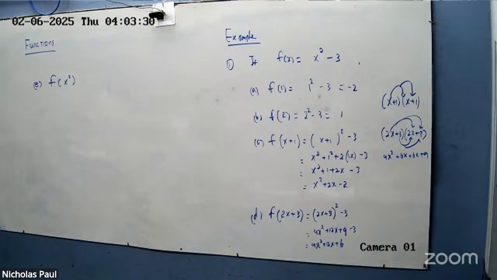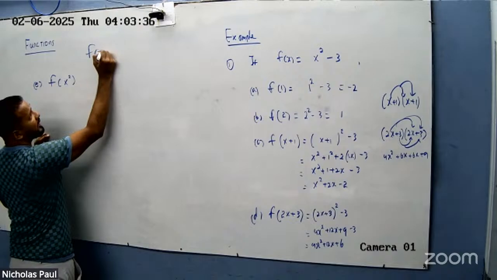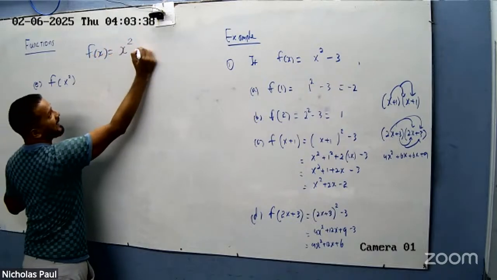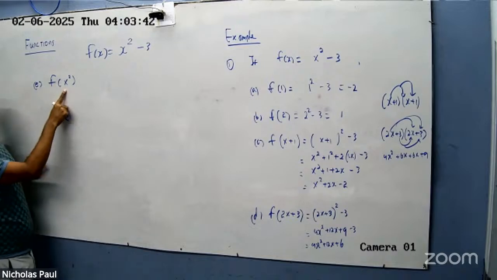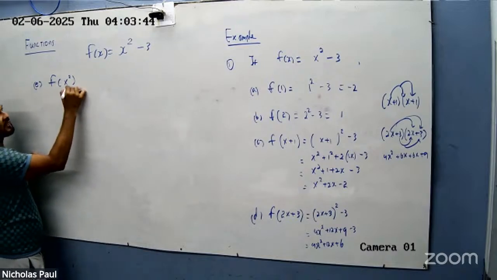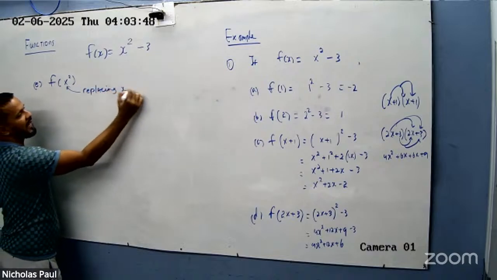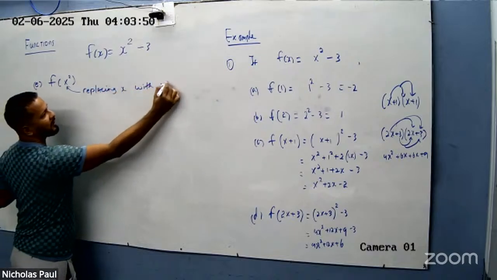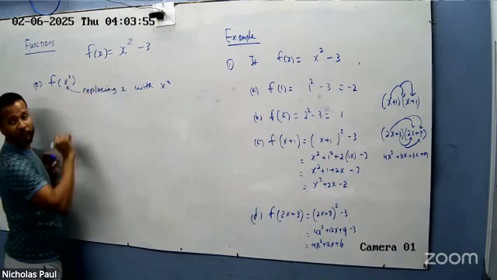That's what you came up with, right? So remember the function is what? The function is f of x is equal to x squared minus 3. What does this say? This here says that I am replacing x with x squared.